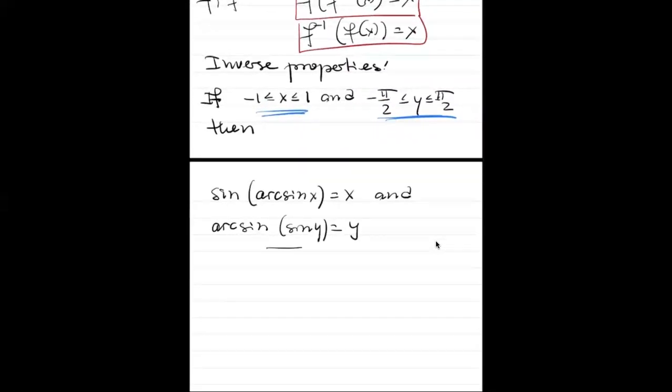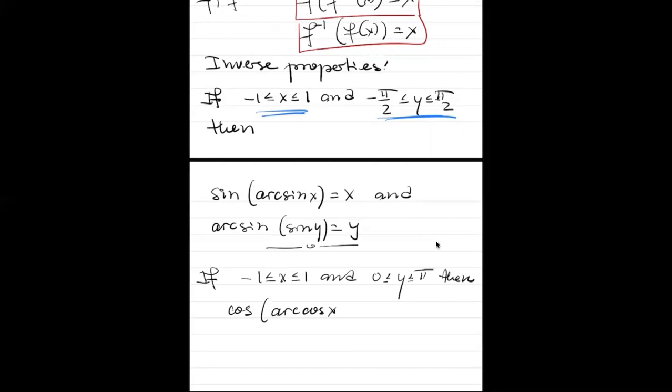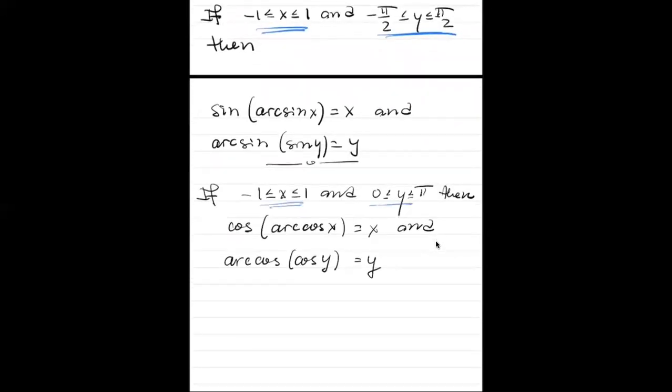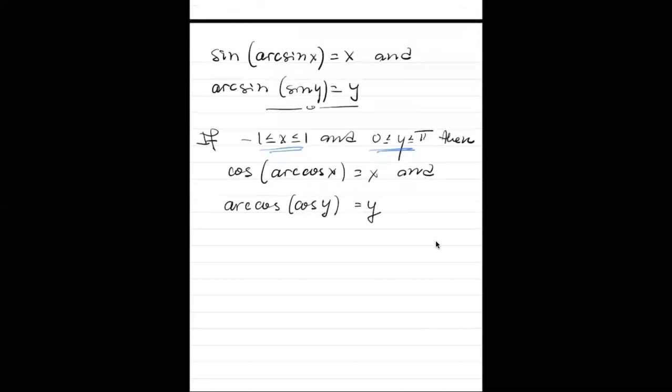So let's write the same thing now for the arc cosine. If x is between -1 and 1, and remember what was the restriction that we put for the cosine graph to be one-to-one? It was from 0 to π. Then cosine of arc cosine x is exactly x, and arc cosine of cosine y is exactly y. But again, the restrictions here are very important. Only for those x and y do we have the cancellation. Sometimes we call these the cancellation equations.